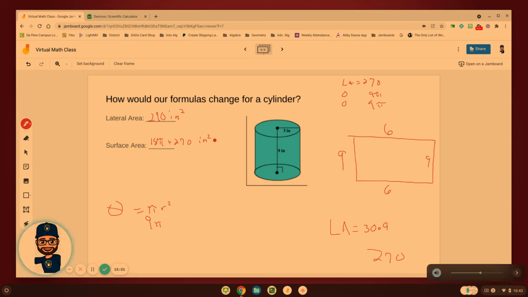All right, so there's a lot of stuff happening here with our prisms and cylinders and how to find those correct dimensions, especially when we're working with a cylinder.